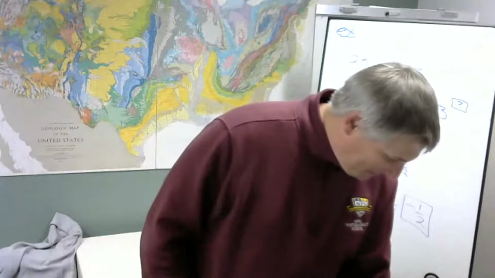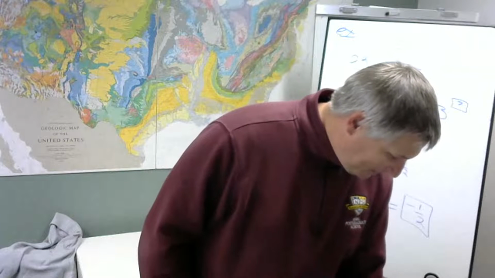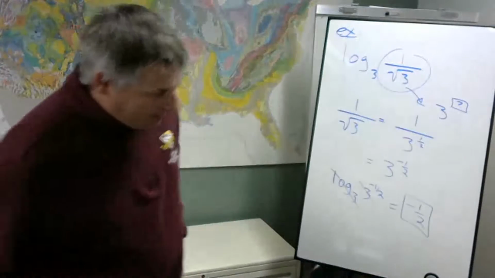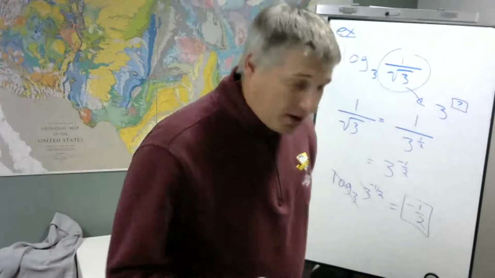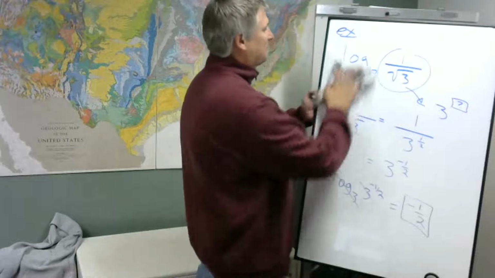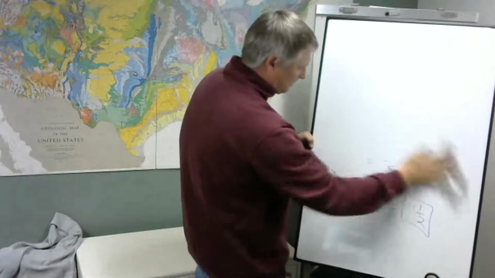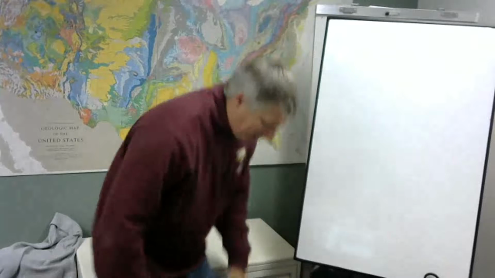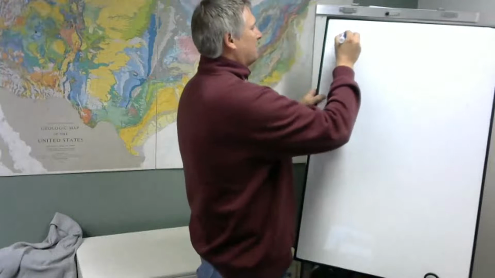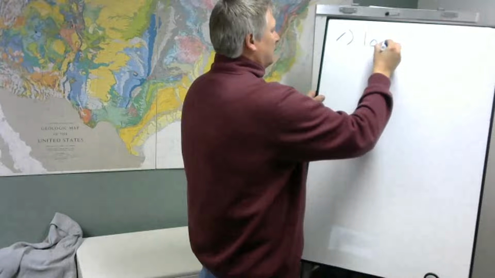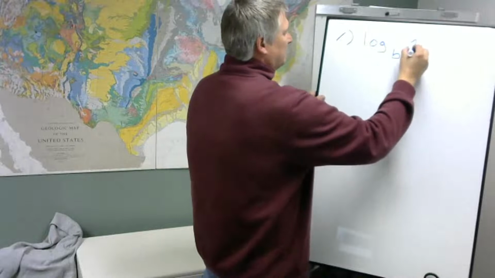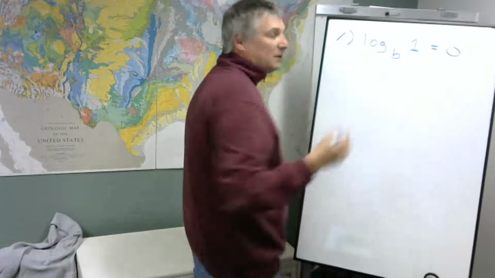All right. Now, we do have some special properties with logarithms. And we'll talk about limitations on the logarithmic function also. First off, let's look at some properties. Log base b of 1 is equal to 0.